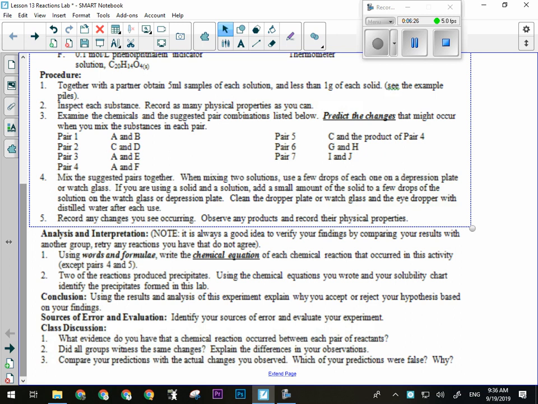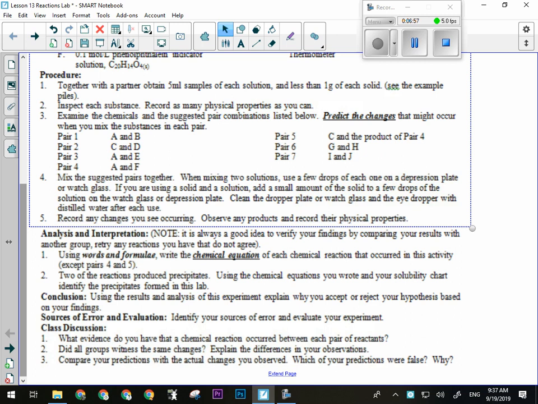People often forget to do question number 2, and I don't know why. It's right here. You forget it. Two of the reactions produce precipitate. We just talked about that. Using the chemical equations you wrote and your solubility chart, identify the precipitates that formed in this lab. So you need to look at the products of those 2 reactions and figure out which of the products are soluble or not.